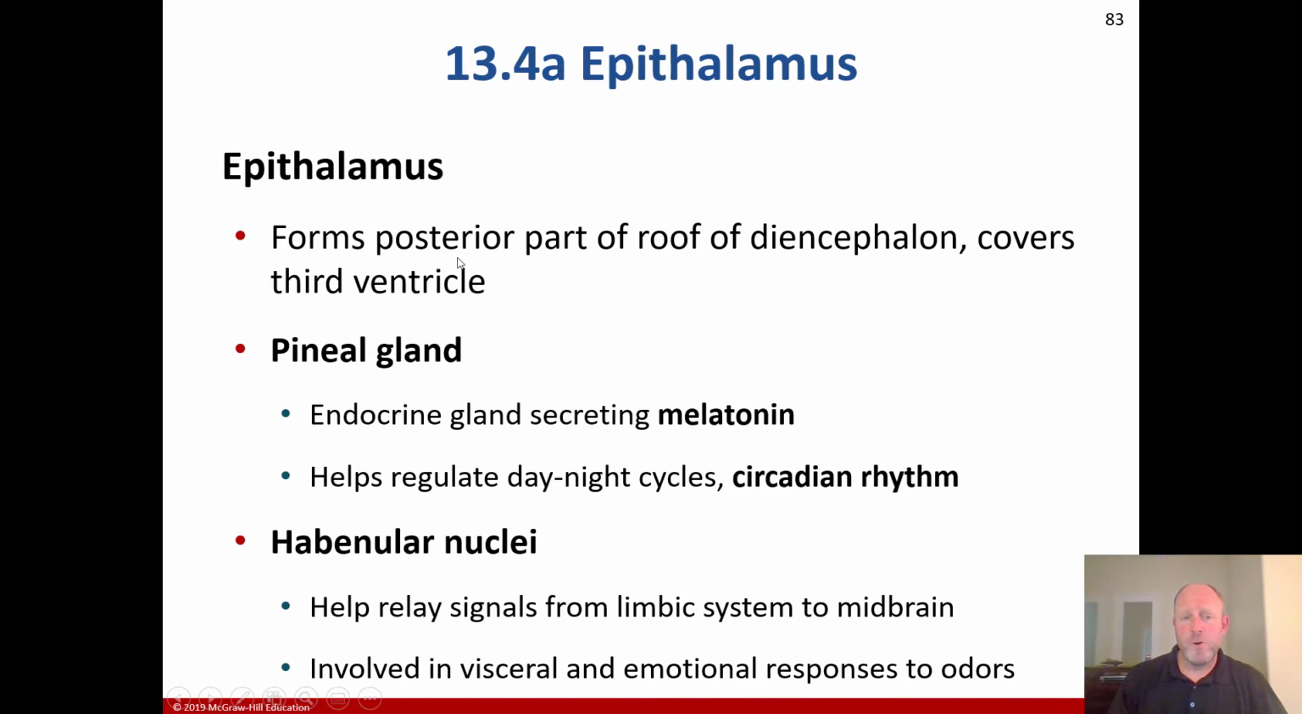The epithalamus forms the posterior part of the roof of the diencephalon and covers the third ventricle. It includes a pineal gland, which is the endocrine gland secreting melatonin, helping us with sleep. It helps regulate day-night cycles, circadian rhythms. Our habenular nuclei help relay signals from the limbic system to the midbrain. It is involved in visceral and emotional responses to odors.